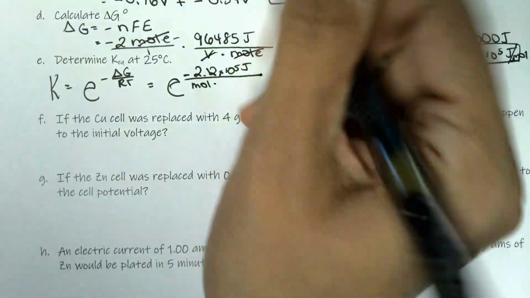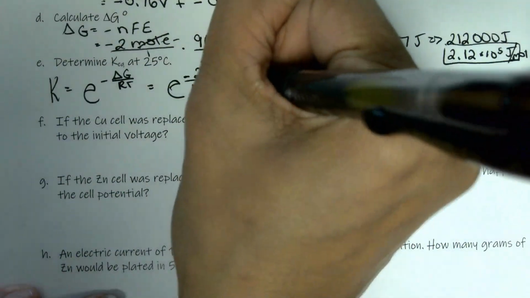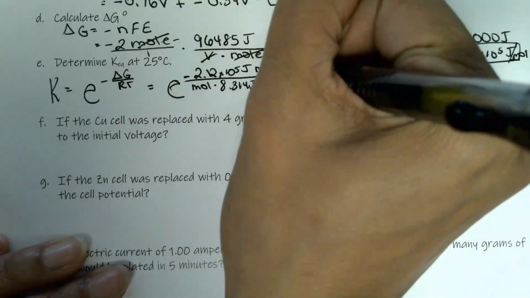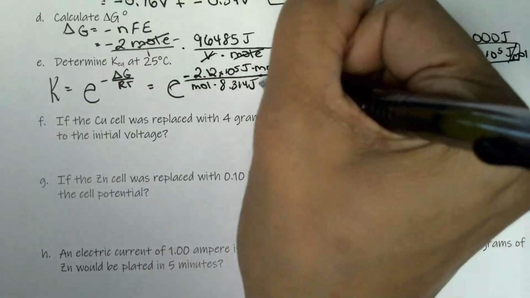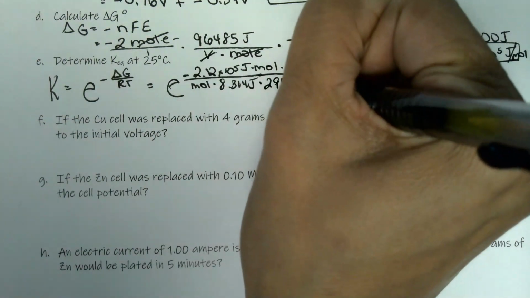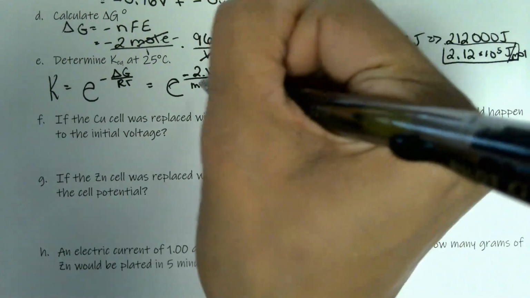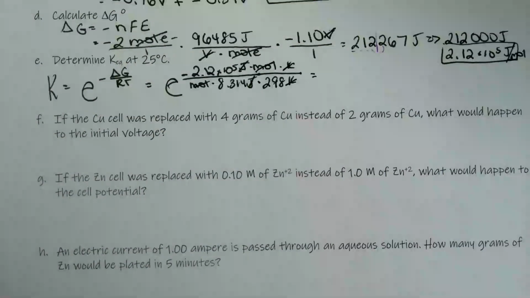The R is from over here, 8.314 joules over moles times Kelvin. So I'll put that mole in Kelvin up there at the top. My T is my temperature in Kelvin, so 298 Kelvin. And let's cross stuff out. So canceling out joules, canceling out moles, canceling out Kelvin. Then you know you've done this correctly.